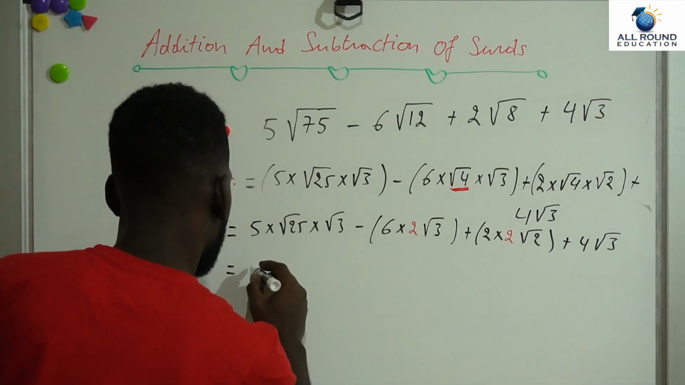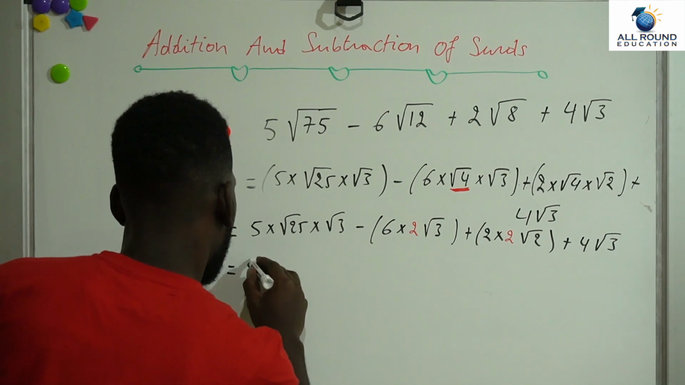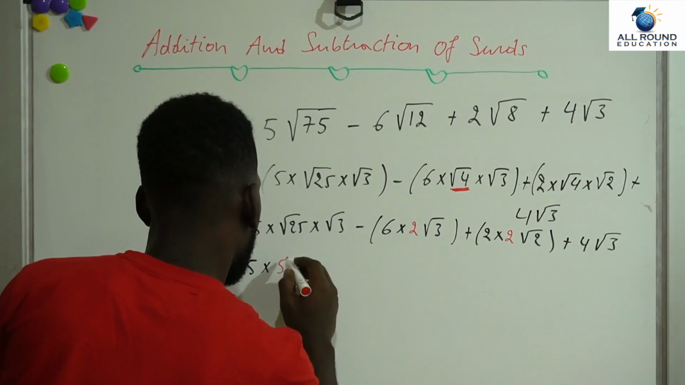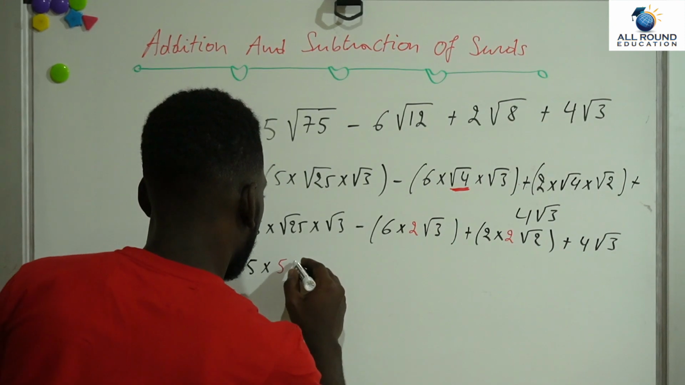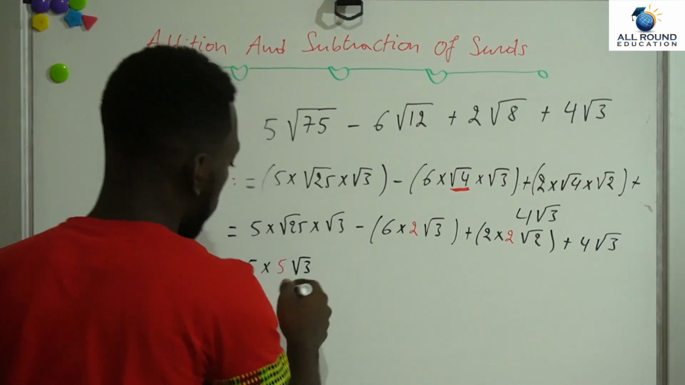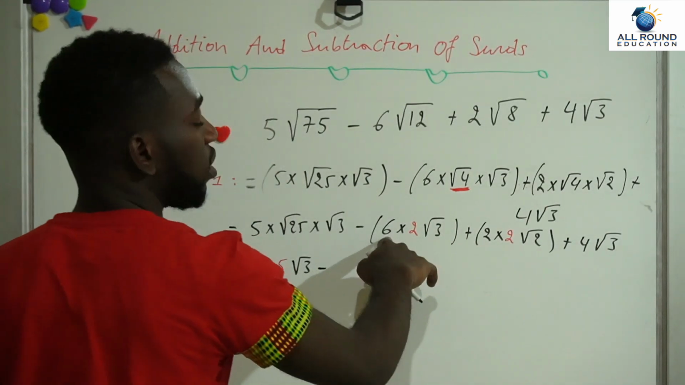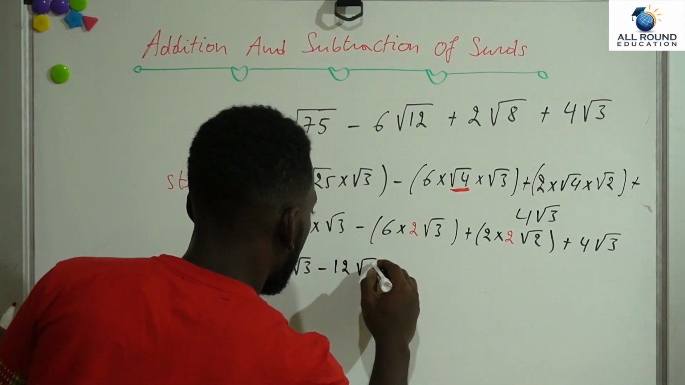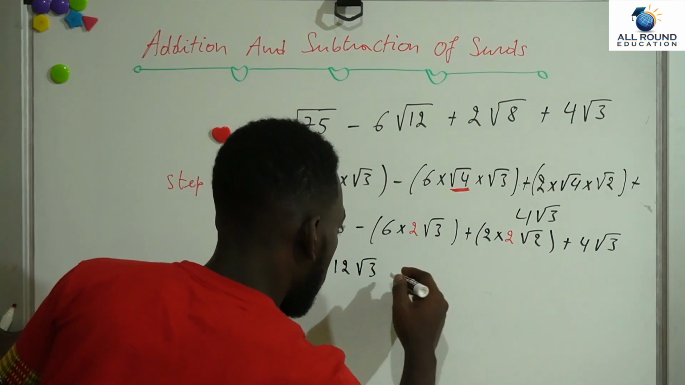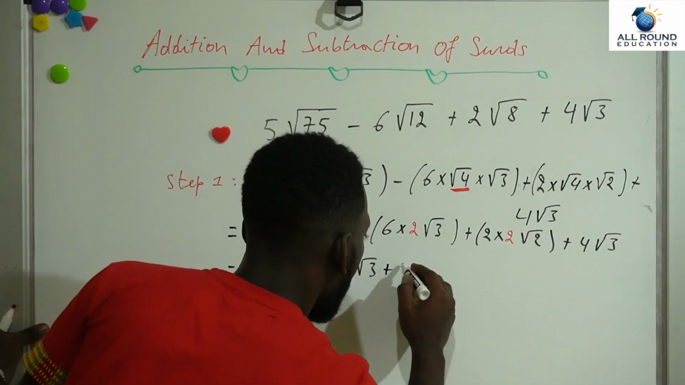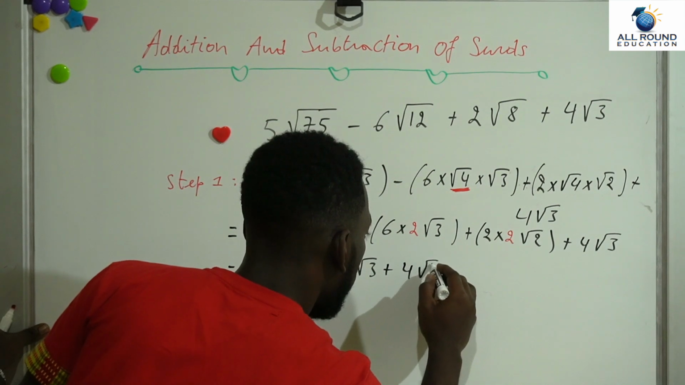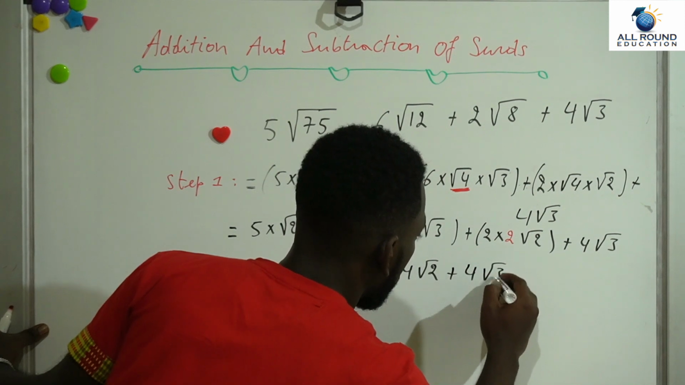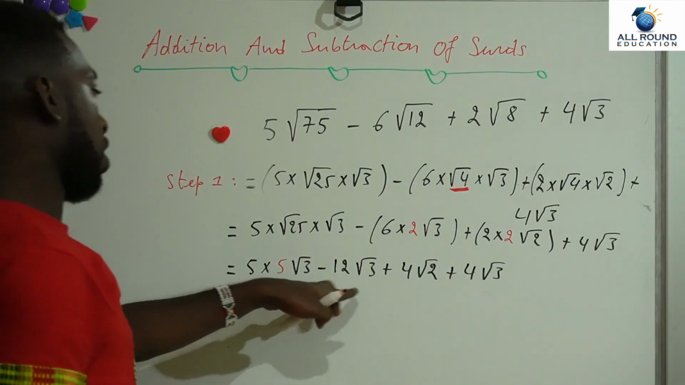So this is just 5 times 5 square root of 3 minus, so what is 6 times 2? 12, right? So I'm going to have 12 cubed, and then here plus 2 times 2 is 4. 4 root 2 square root of 3 plus 4 square root of 3. Right. So here we are getting there.